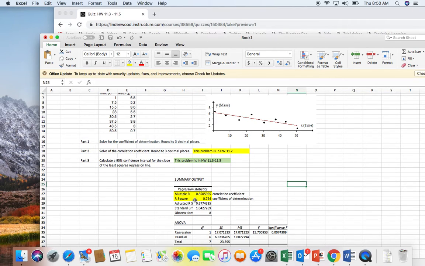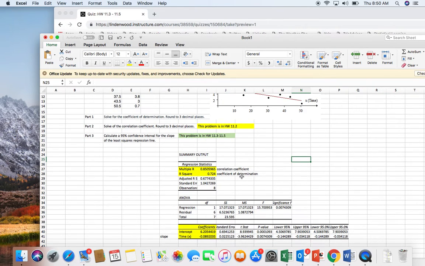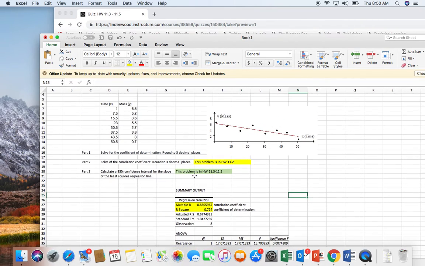As a rule of thumb, if you're going to use this analysis for prediction purposes, you want this R-squared to be at least 0.6. 0.85 would indicate a very tight variation. The last thing we want to know is if our slope, negative 0.089, is a good predictor of the y variable or the response variable mass.